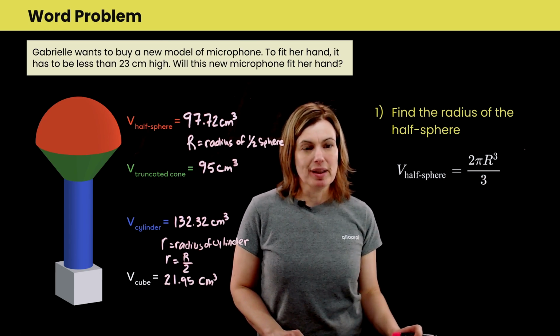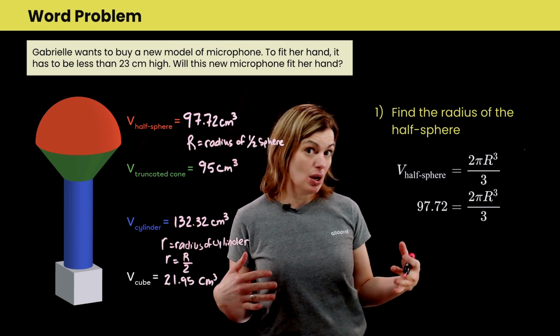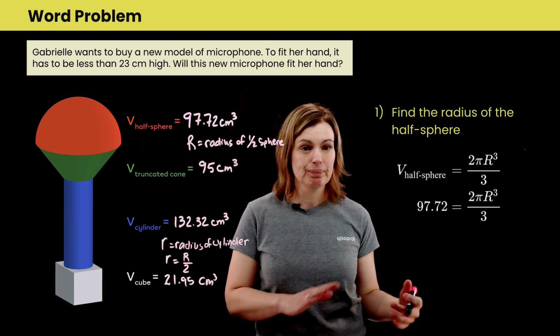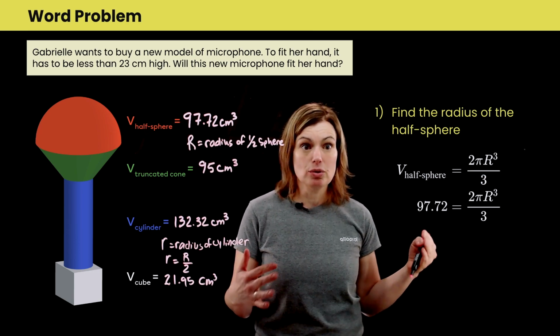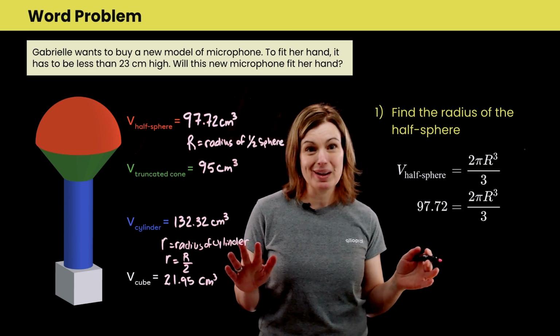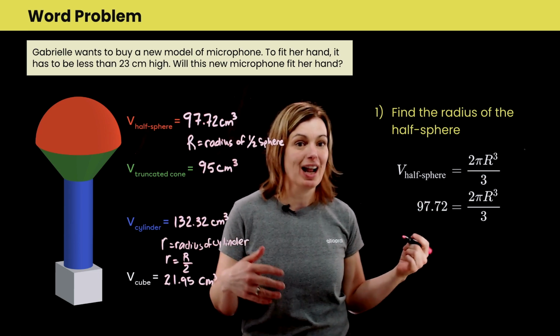Once I've determined my formula, I replace with the values that I know. So the problem gave me the volume of the half sphere, which is 97.72. That goes in here. And then we still have our 2 pi r cubed divided by 3. And of course, the r cubed isn't going away yet because that's what we're looking for. So we're going to isolate that.